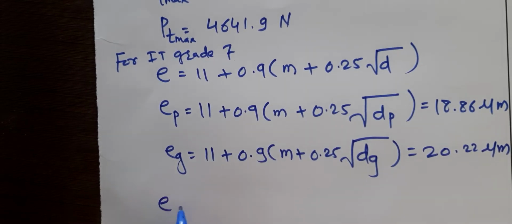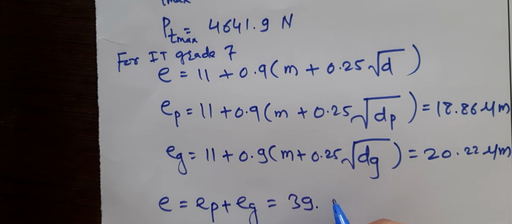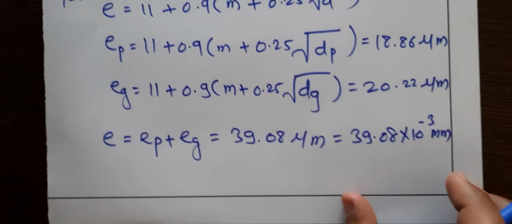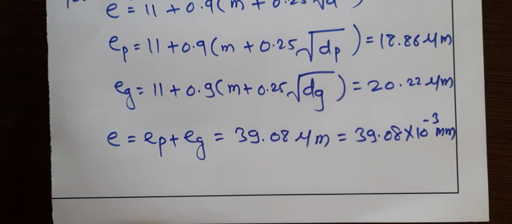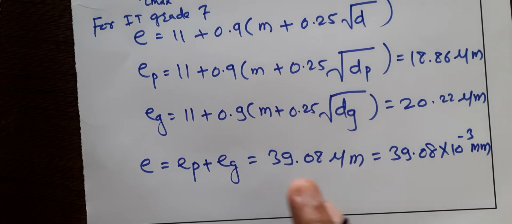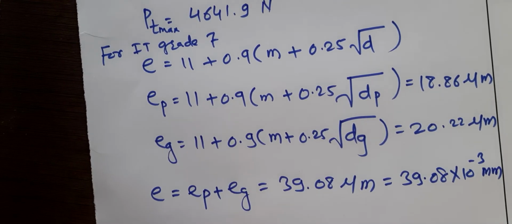Then the total pitch error, the sum of pitch errors, will be e equal to ep plus eg, which is 39.08 micrometers. You have to convert this micrometer into mm, so multiply by 10 raised to minus 3 mm. Once you have the pitch error, you can put it in the equation of dynamic load. Then after that you have to go for C.